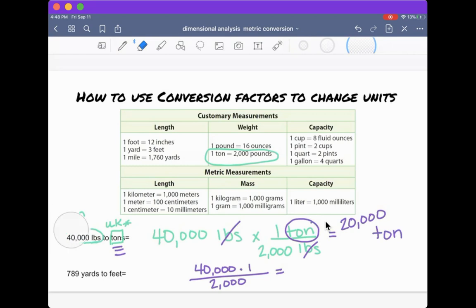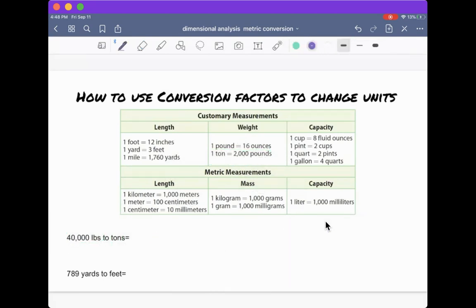All right, let's look at the next one. All right, so our next one is we're going to go from yards to feet. Okay, luckily for right here, yards and feet are all in the same one, so I don't need to use multiple equalities. So I write down my known. My known is 789 yards, and I'm going to convert it into feet.